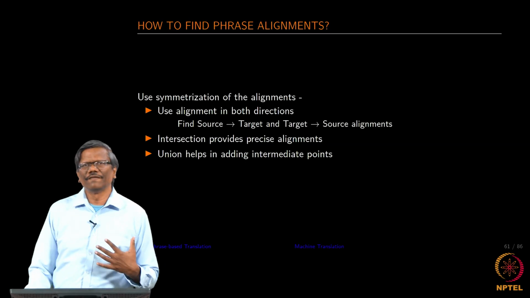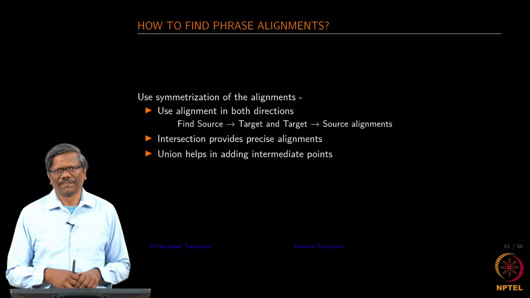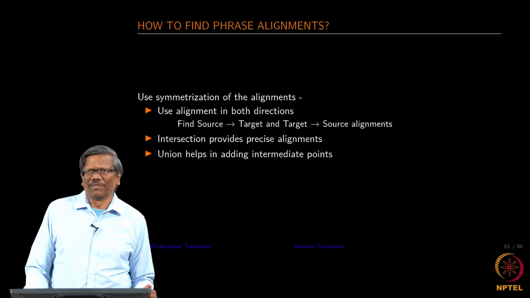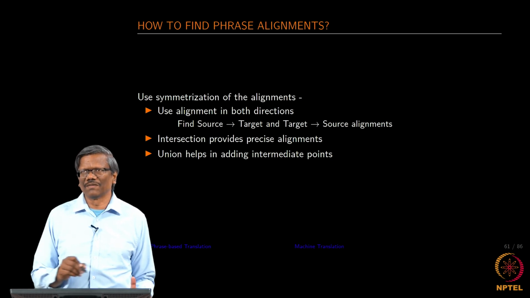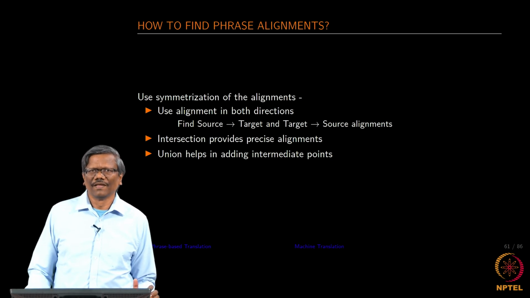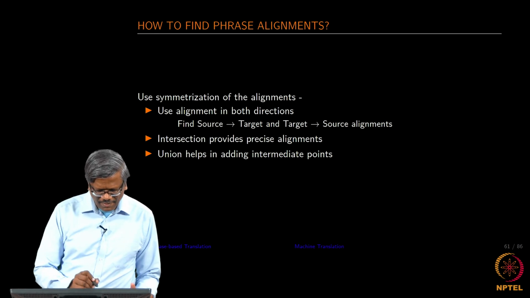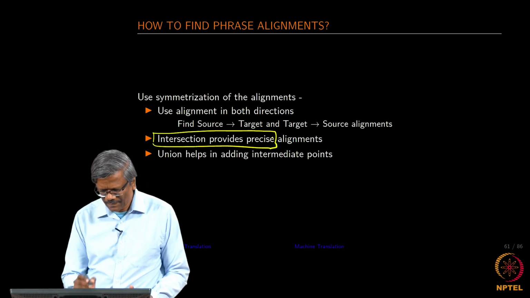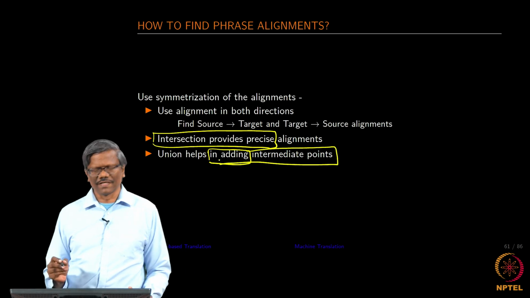So, how do we find phrases in the foreign language as well as in the English language? There are a few mechanisms available. One way to do it is you just take 3 grams at a time and call it a phrase. For example, if I consider this sentence here, I can consider this as a phrase, or I can consider these 4 words as a phrase, and so on.